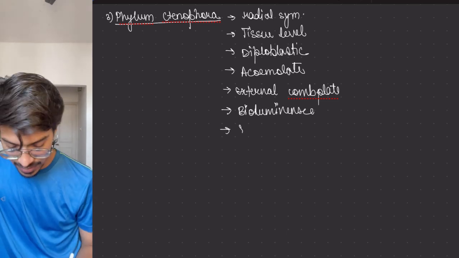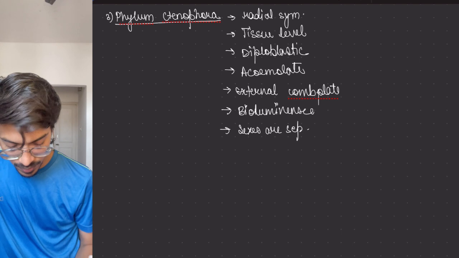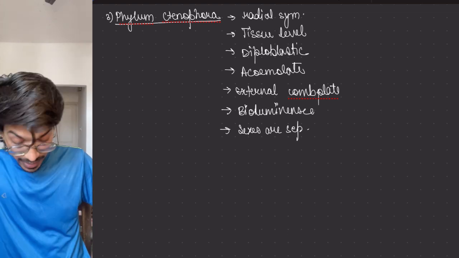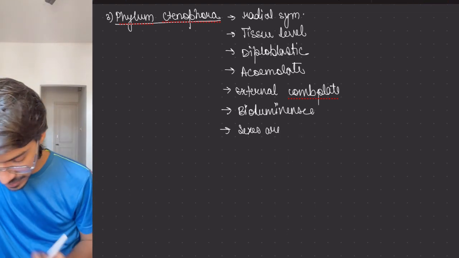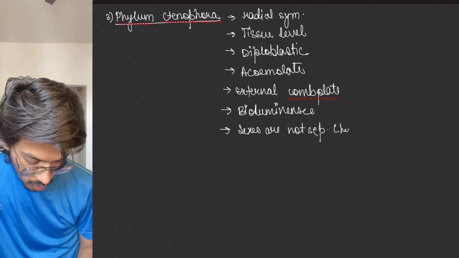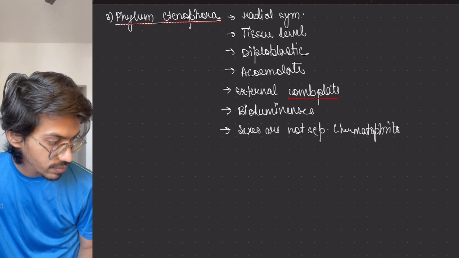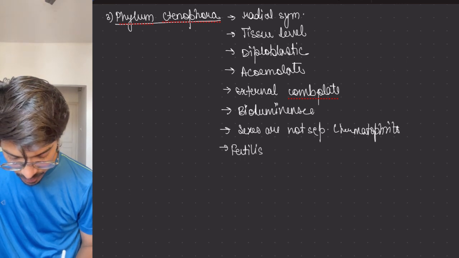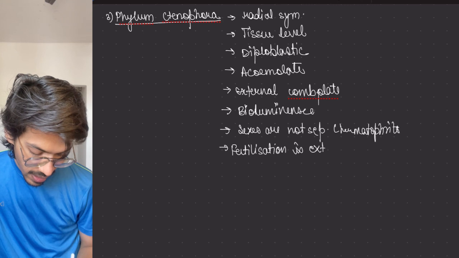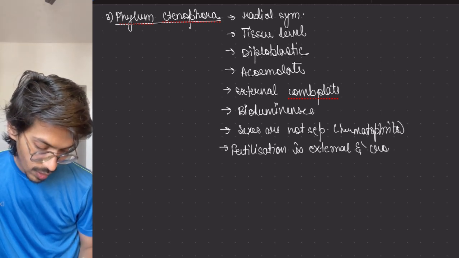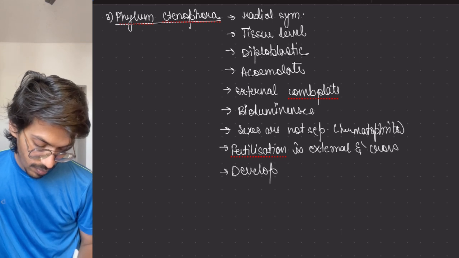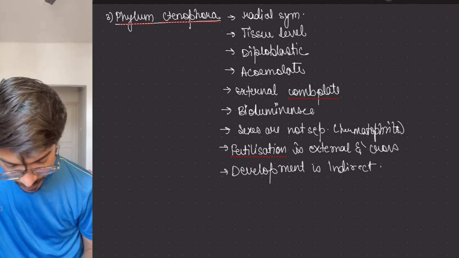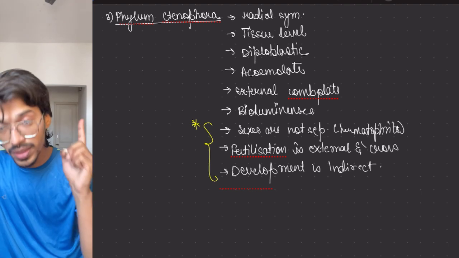Then the next thing is about the sexes. Sexes are not separate, so they are also what? Hermaphrodite. Reproduction will take place sexually, and it is external, outside. The fertilization is external and cross. And development is indirect. The major problems that can come in the paper are these only, these things. So these things are important for all the phyla which we are studying.